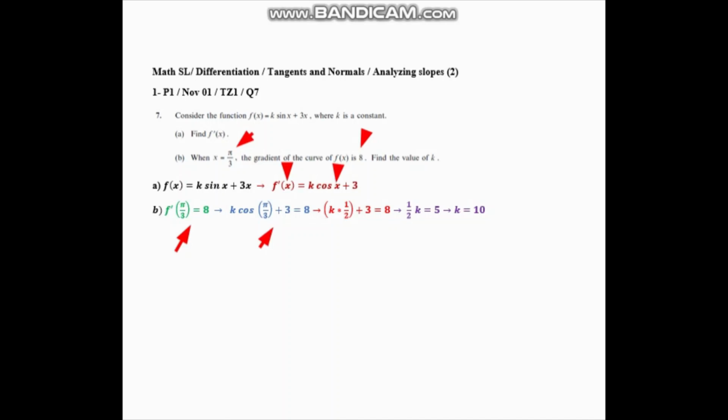What is the value of the gradient? 8. So we equate this to 8. Cosine pi over 3 or cosine 60 degrees is equal to half. So we simplify and we solve a very simple algebraic equation, getting the value of k, which is equal to 10. So pause the video, copy this down if you will, and I shall begin the second question shortly.